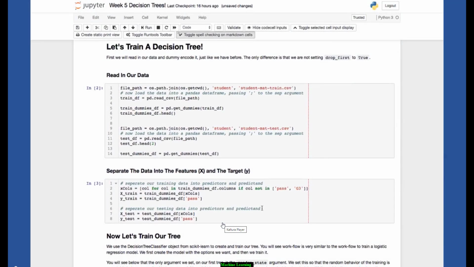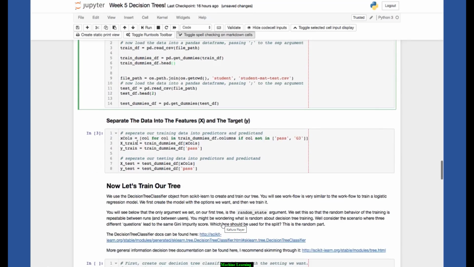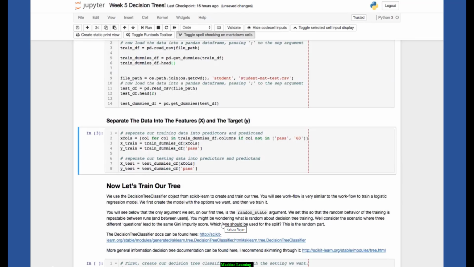All right, welcome back to the course. So now we are going to train our decision tree. And we first need to read in our data. So we're reading in the training and testing data just like we had before for logistic regression. And we are dummy encoding it just like we did before and splitting it into features and the target.